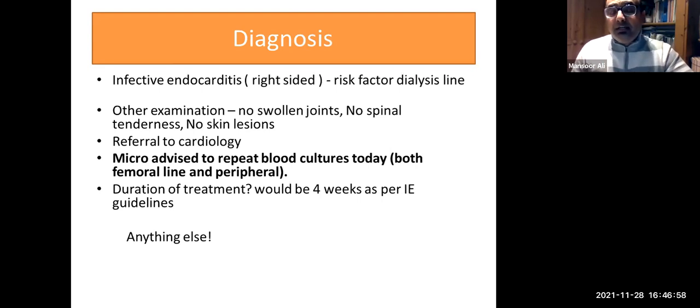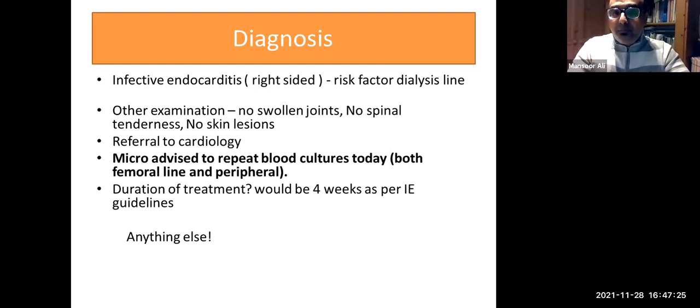We did do an MRI spine as well, which did not show anything in the back, but it did show some lesion on the lung, which I'll come to in the next few slides. Obviously, you refer to cardiology. We were also discussing on a regular basis with microbiology. At this point, I moved the patient from the elderly rehab ward to the acute renal ward to ensure that we manage that, because obviously we wouldn't have been able to do that on the elderly rehab ward.